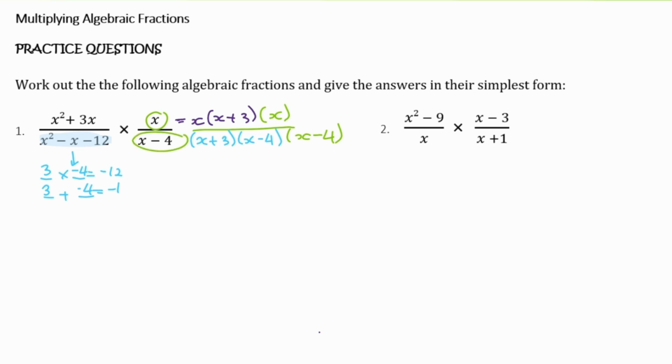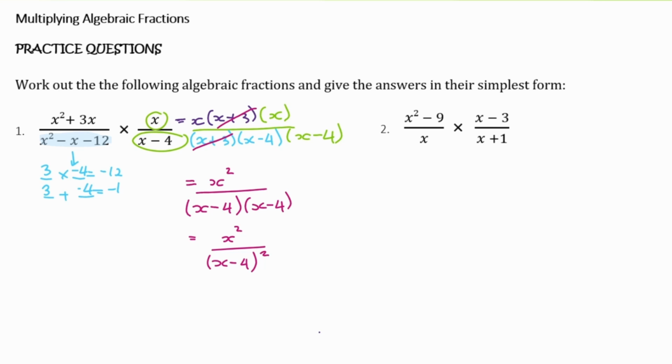And as we can see, we've got a common term in both the numerator and denominator, which is x plus 3, so we could cancel those out with one another. And this leaves us with x multiplied by x in the numerator, which is x squared. And in the denominator, we've got x minus 4 and x minus 4. Because x minus 4 is being multiplied by itself, we can even write this as x squared over x minus 4 squared. And that is our final answer for number 1.